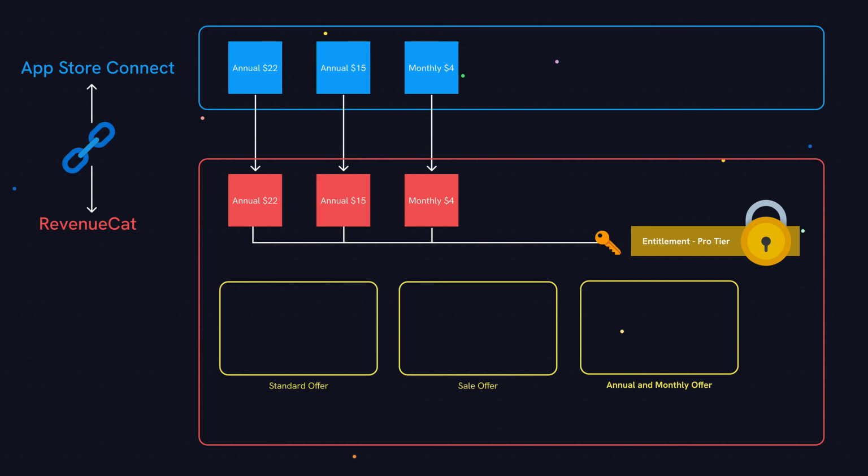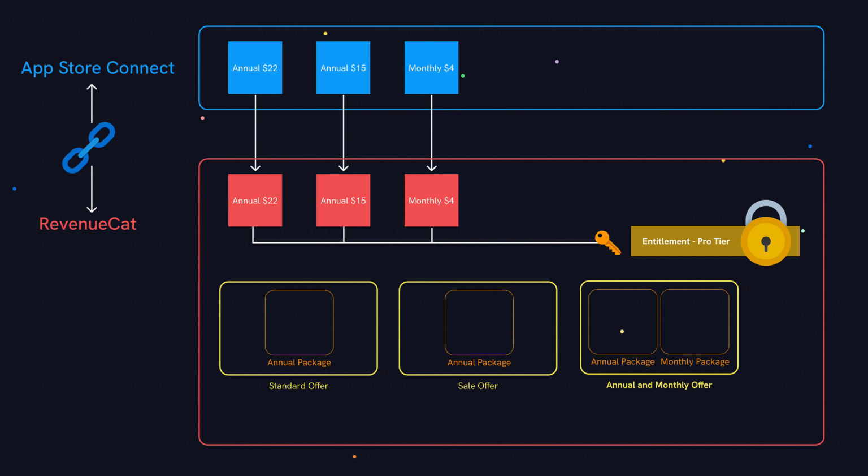Next, I created 3 offers in RevenueCat. So an offer is what gets presented on a paywall. One offer is the standard everyday pricing. The other offer is for sales. And the last offer is something that I wanted to test by offering multiple durations of subscriptions. And this is something we'll get to in the later part of the video.